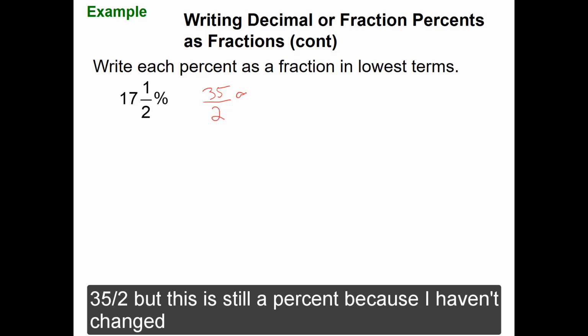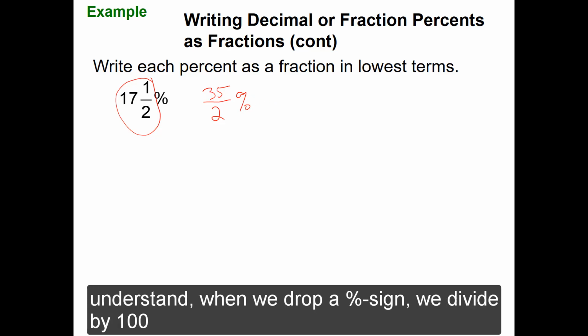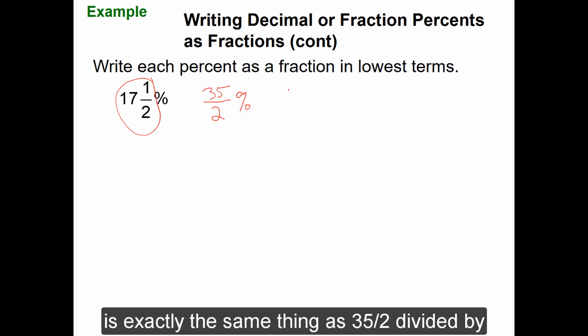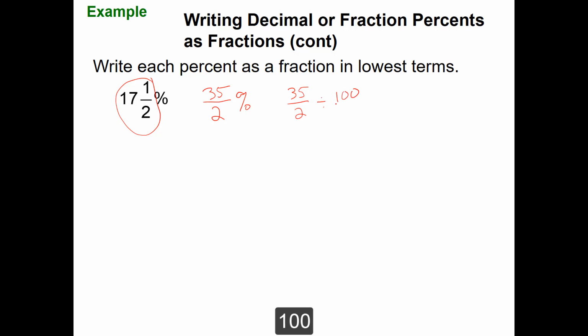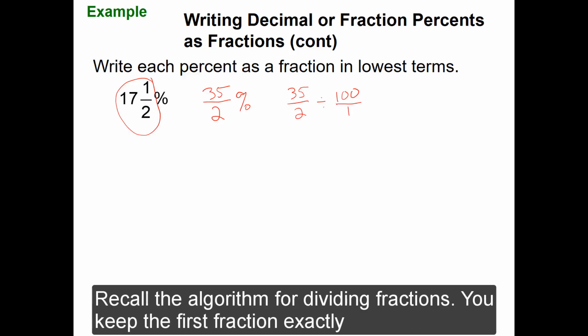Now it's still a percent because I haven't changed the percent part. I just changed this mixed number to an improper form. And as we understand, when we want to drop a percent sign, that means we're dividing by 100. So instead of making a complex fraction, I can just do the division by 100. So this is exactly the same thing as 35 over 2, and when I drop the percent sign, that means I'm dividing by 100. If we think of 100 as a fraction, we have a division problem involving two fractions. So recall the algorithm for dividing fractions.